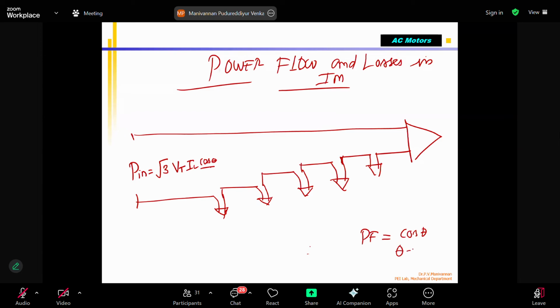Theta is the phase angle between voltage and current, and cos theta is called the power factor. A power factor of one is good. If I have an AC voltage, say 200 volts, 50 hertz, connected to a resistive load or pure resistance, then I have a cycle.